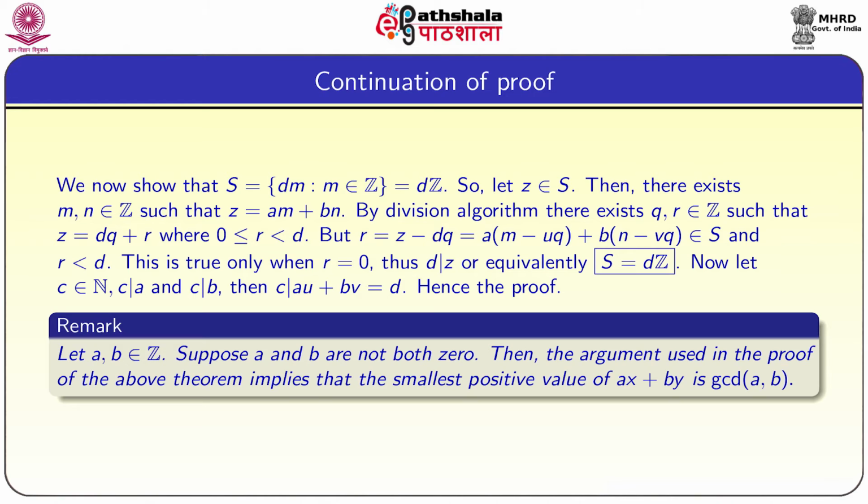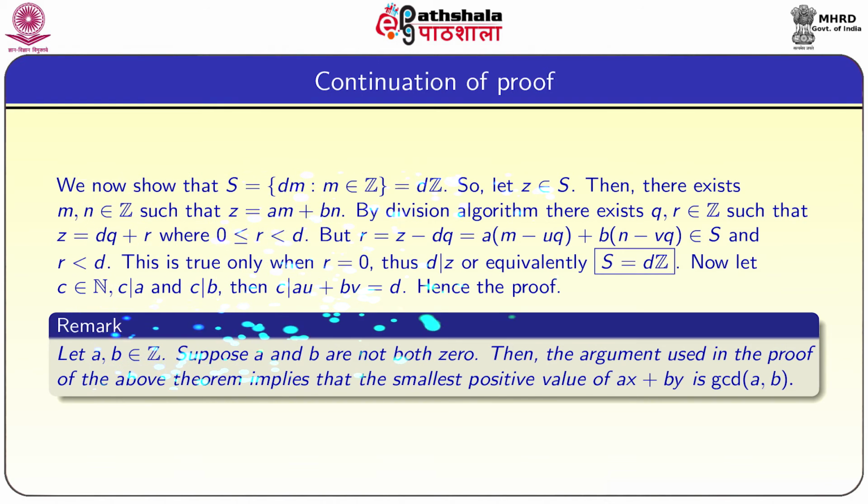Why is it so? If, for example, R is not 0, then R is a positive integer that belongs to S, but we know that D is the smallest positive integer in S. So, R has to be 0. So, that means that Z is equal to dq, or D divides Z. So, we proved that every element in S is a multiple of D, another way to say that S is equal to dZ. The entire set is dZ. So, now we will prove that D is in fact the GCD.